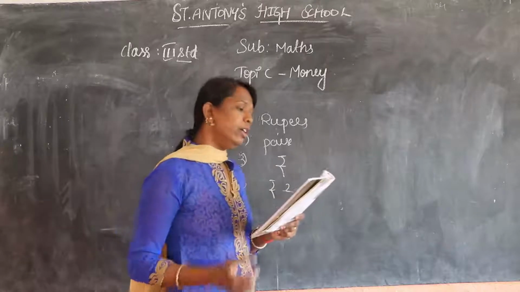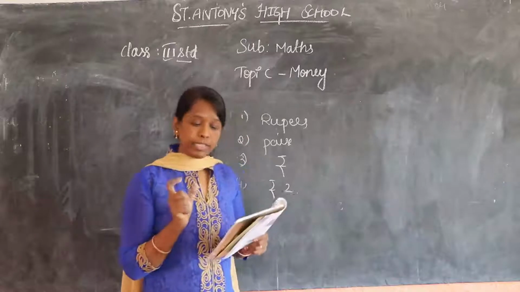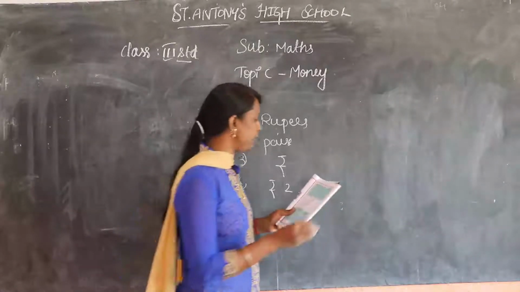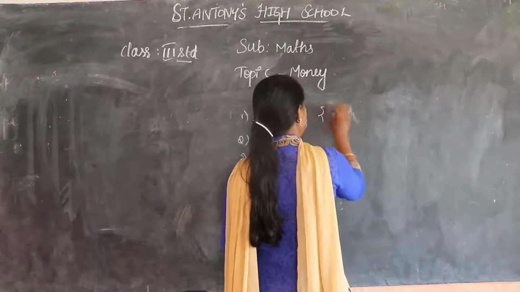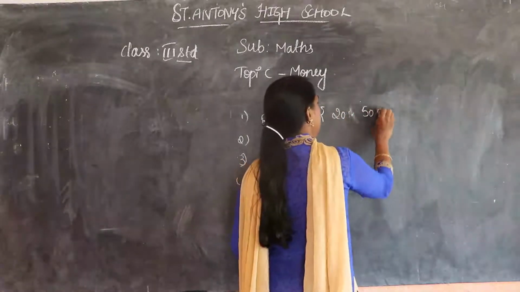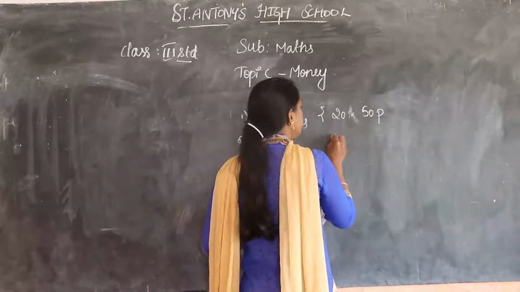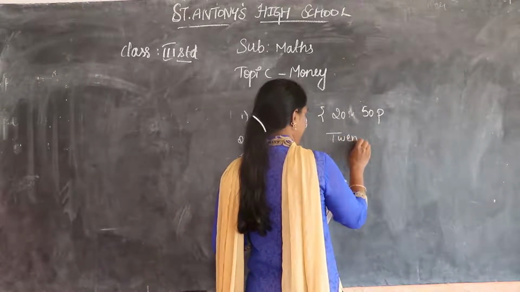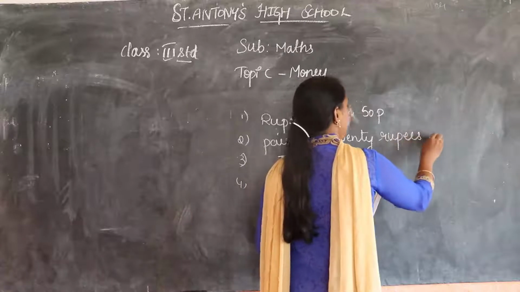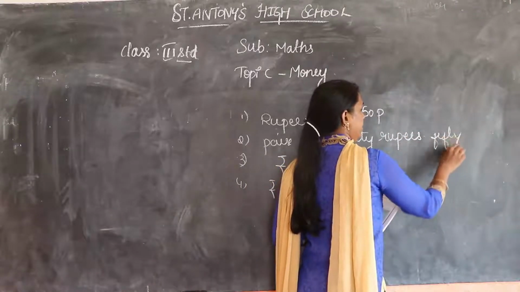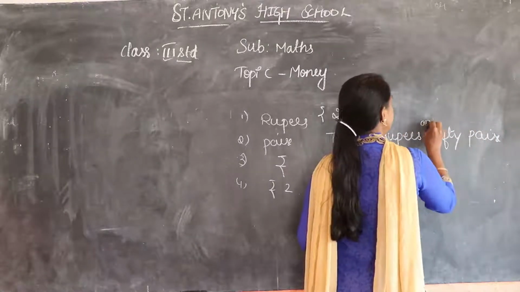Okay. So in words, we have to learn how to write the rupees in terms of rupees and paise in terms of words. For example, 20 rupees, 50 paise. They are given in your textbook. So we have to write in words. Write down 20 rupees, 50 paise. 20 rupees and 50 paise.